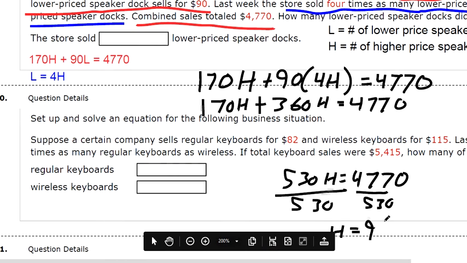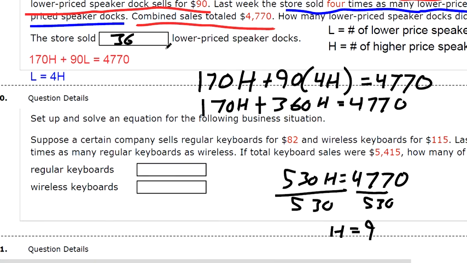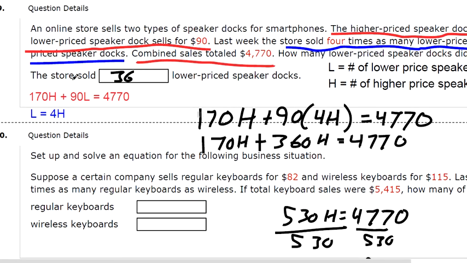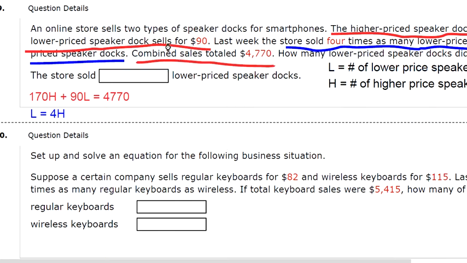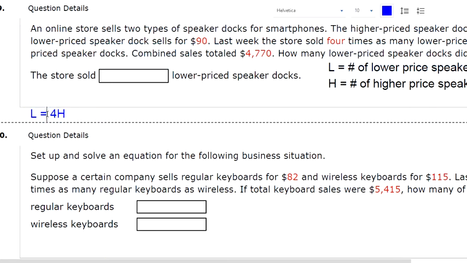And so to find the lower price speaker docks, it's real quick, right? If there's 9 higher price speaker docks, then 4 times 9 is the number of lower price speaker docks, because there's 4 times as many. Okay, so definitely pause the recording as you go through this question. Take it just one step at a time, but replace my numbers with your numbers, and as long as you keep repeating the same steps, you should get to the right solution there.